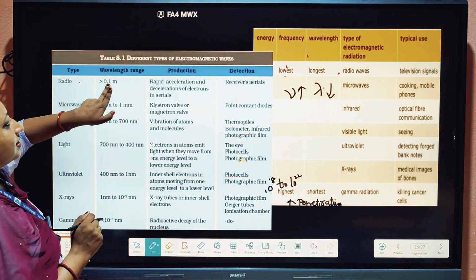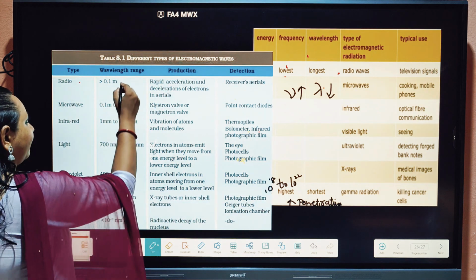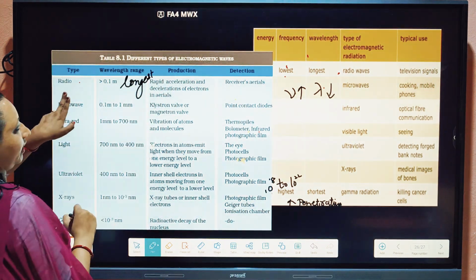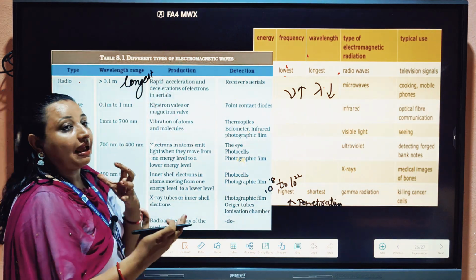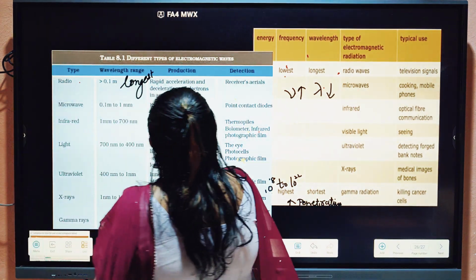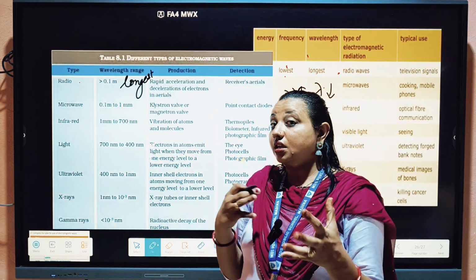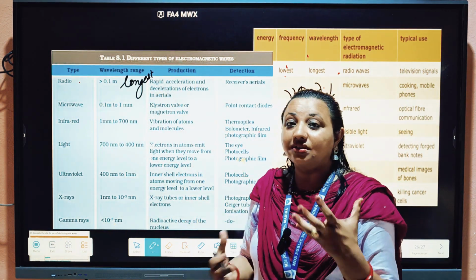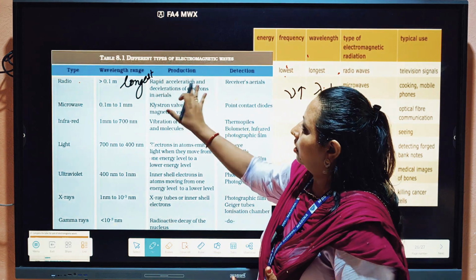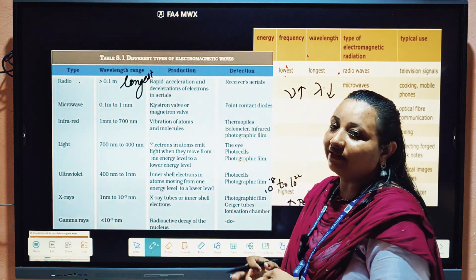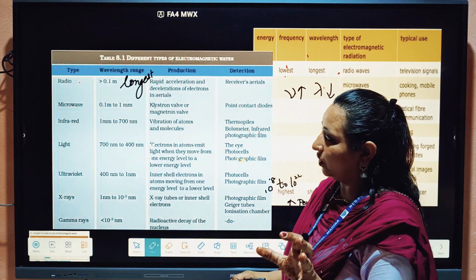wavelength greater than 0.1 meter. Radio waves have the longest wavelength, na? How are they produced? By rapid acceleration and deceleration of electrons. That means changing the motion, changing the acceleration. Radio waves are produced. For detection, receivers and aerials are used to detect the radio waves.